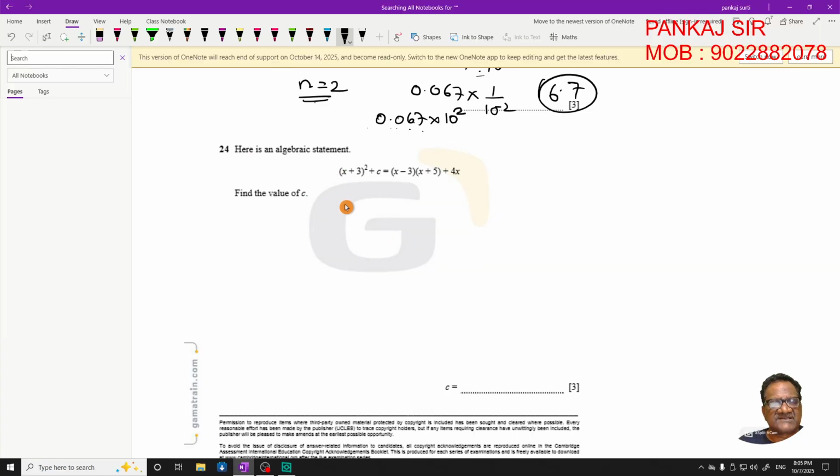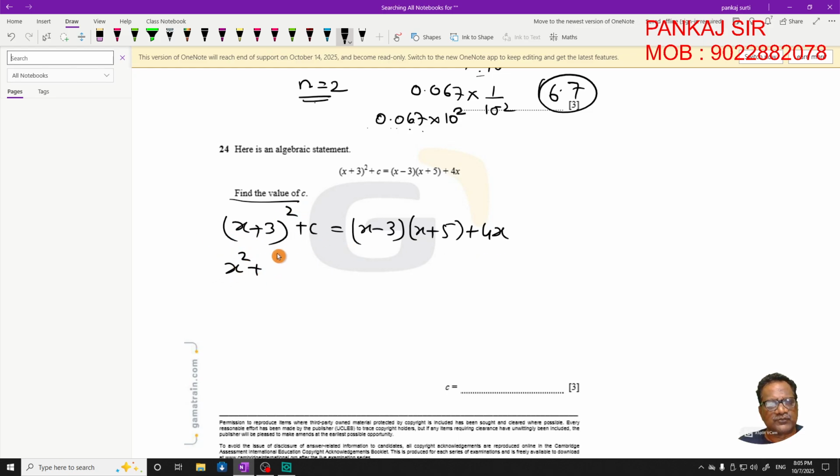Now there's an algebraic statement: x plus 3 the whole square plus c is equal to x minus 3 times x plus 5 plus 4x, and he has told you to find the value of c. So let us do this expansion. a plus b whole square is a square plus 2ab plus b square. So x plus 3 whole square is x square plus 6x plus 9, plus c, equal to, if you expand this, x square, 5x minus 3x is 2x, and 5 into minus 3 is minus 15, and this is 4x over here.